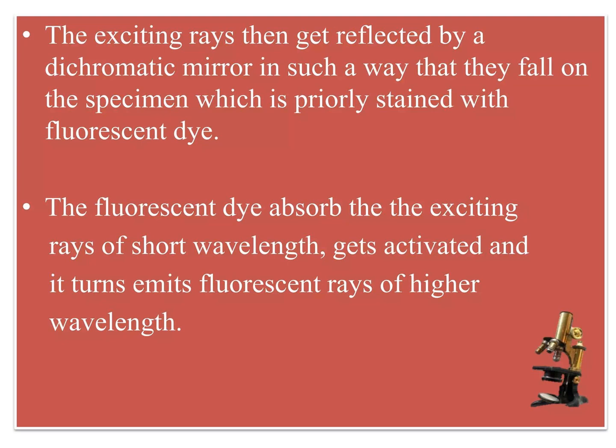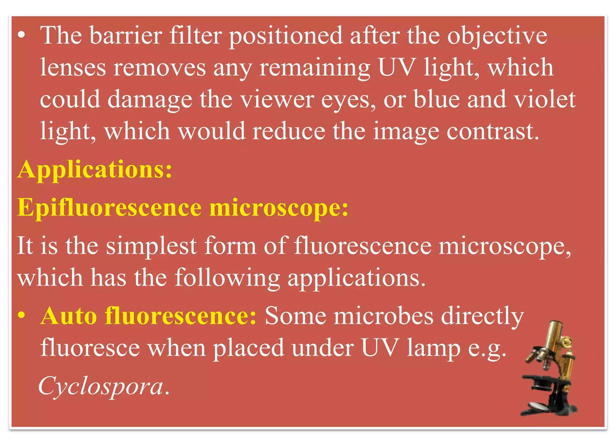The fluorescent dye absorbs the exciting rays of short wavelength, gets activated, and in turn emits fluorescent rays of higher wavelength. The barrier filter positioned after the objective lens removes any remaining UV light, which could damage the viewer's eye, or blue and violet light, which would reduce the image contrast.